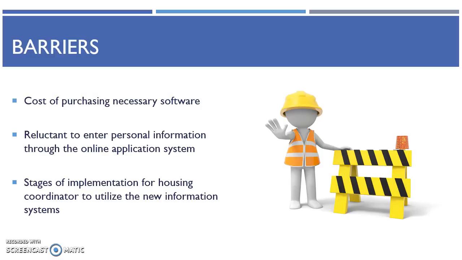Some of the barriers that the organization may come across is the cost of purchasing necessary software. The job is currently being performed by staff without the additional software. Management might not view the purchase of additional software as a necessity. The next potential barrier is reluctance from potential host families to enter personal information through the online application system. Personal information such as name, date of birth, home address, social security number needs to be collected from the host family in order to run a background check and home interview/inspection.